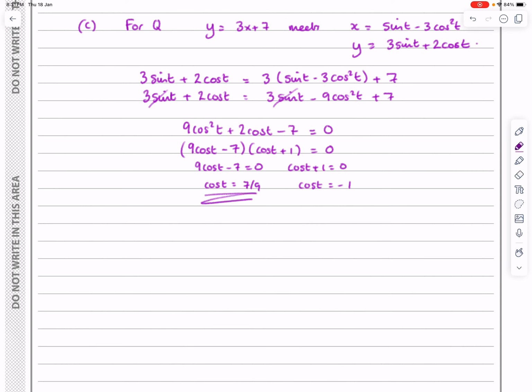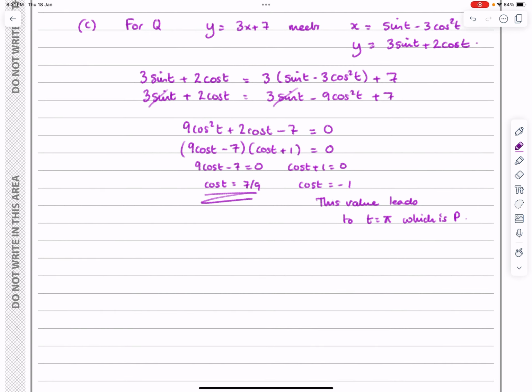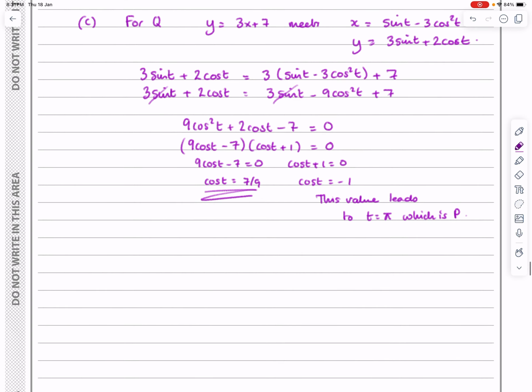It's that one. Maybe we should say this value leads to t equals pi, which is P. You do not need to write that down because they're only asking this for Q. But if there was another style of question, we might need to say why we're getting rid of one of the values here. Okay, so cos t equals 7/9. What we're trying to do, we're trying to work out y. So y is equal to 3 sine t plus 2 cos t. Well, I've got cos t, that's okay, that's 7/9. But what about sine t? I haven't got sine t.